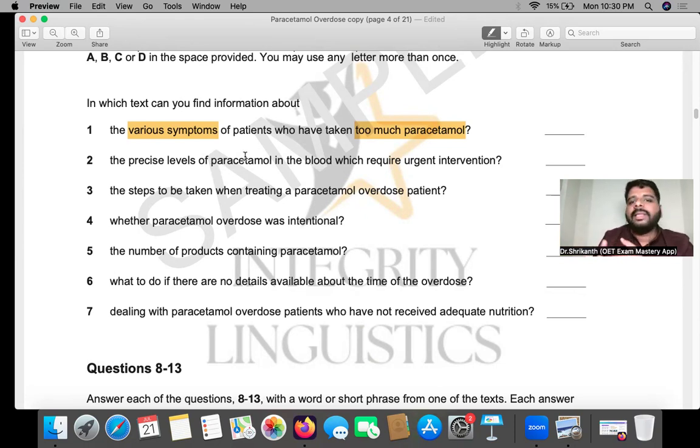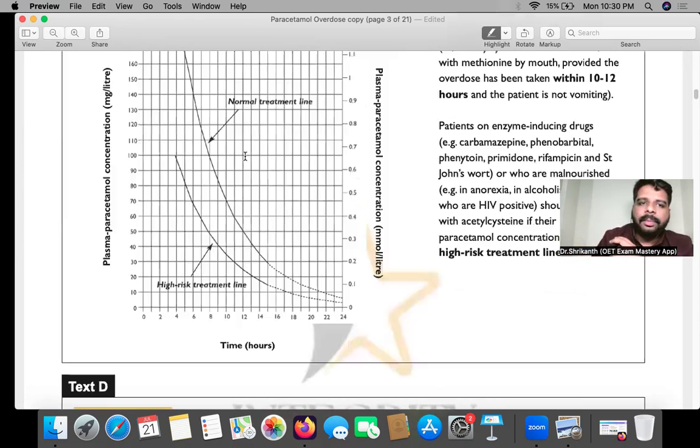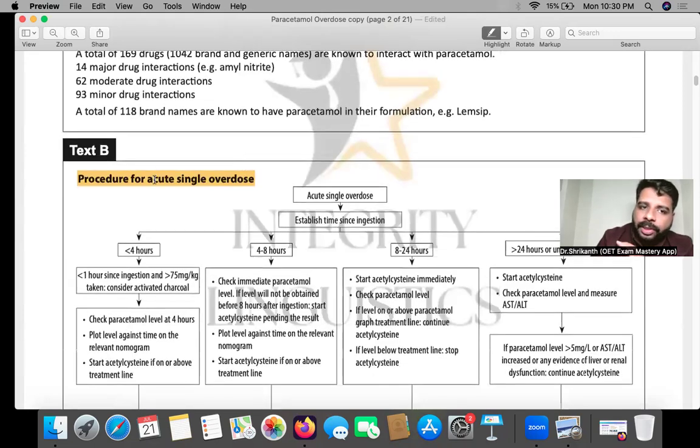Right. Now, what was text B? Okay, so text B was basically a procedure for acute single overdose. That is, a patient is coming with sudden overdose and how to treat this patient. Okay, now do you think your intuition, is your mind telling you, no, the answer is going to be here? I don't think so. Okay, because here it is acute single overdose.